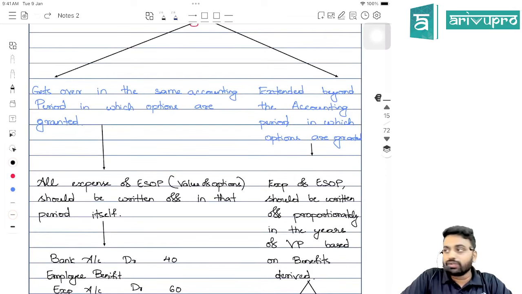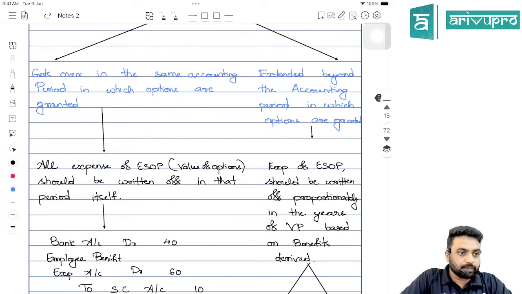Why are we going to divide, sir? Because to account for it. To account for it, that is, if the vesting period is the same, whatever expense you have incurred will relate only to that particular year. The benefit won't be there for other years.